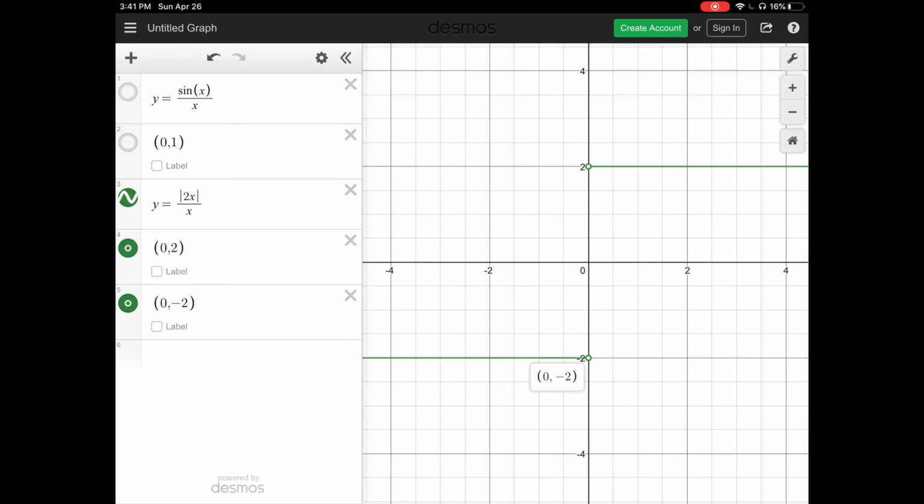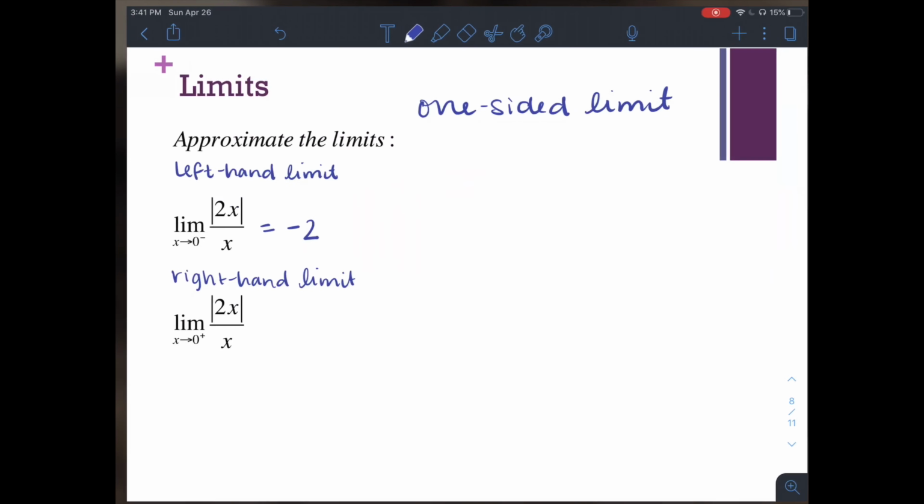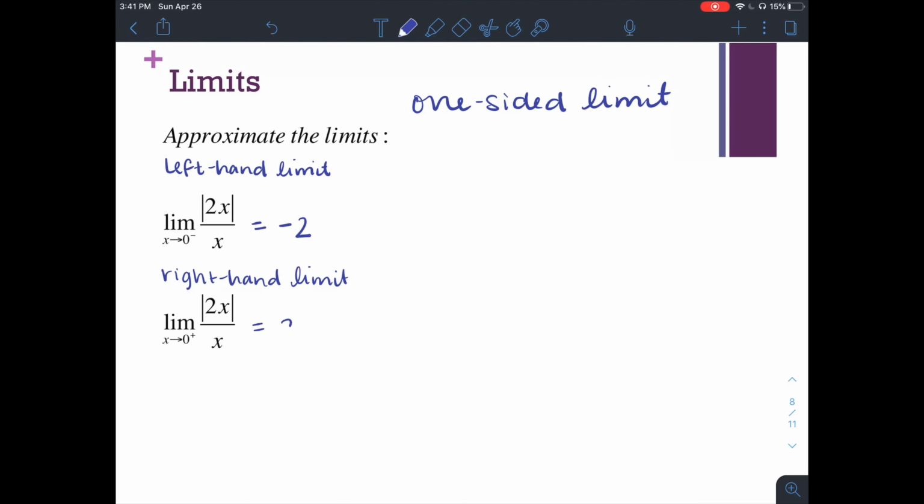When I look at the limit on the right-hand side, going back to Desmos again, I'm going to look at the line on the top. And looking at the line on the top, you can see all the y values as I come from the right-hand side. So starting at x equals 4, and then x equals 2, and then x equals 1. All those y values are positive 2. Until I get to x equals 0, which again, open circle, it doesn't exist there, but my y value is approaching positive 2. So my right-handed limit is positive 2.